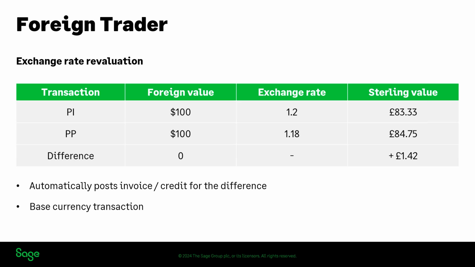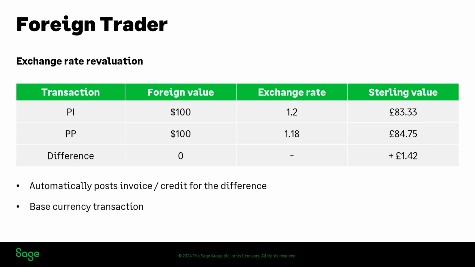Again, that will be a payment for $100. So as far as the supplier is concerned, they've invoiced us for $100, we've paid them $100. But actually, by the time we've made the payment, we're going to see the exchange rate's changed. So there's a fluctuation in that exchange rate. And actually, when we key in that payment for $100, the exchange rate was 1.18. Now, the sterling equivalent value at that point is £84.75.